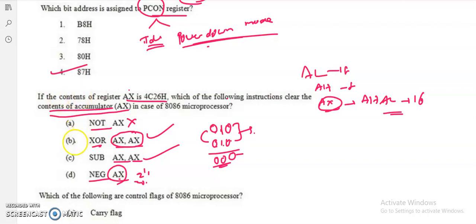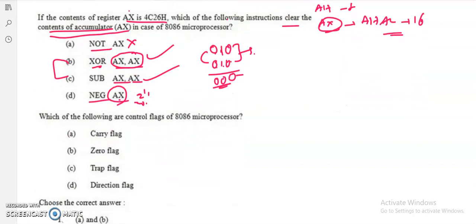So for this question here, B and C are the two correct options which can clear the contents of the accumulator. So it is this question.